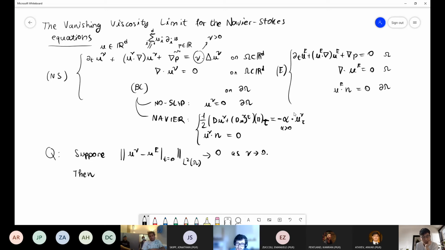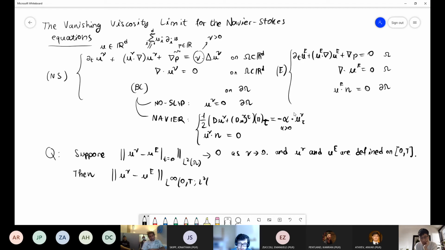So suppose also that both U nu and UE are defined on a common time interval 0 to capital T. And then we ask ourselves if this convergence holds in the entire time interval. So this is the main question.